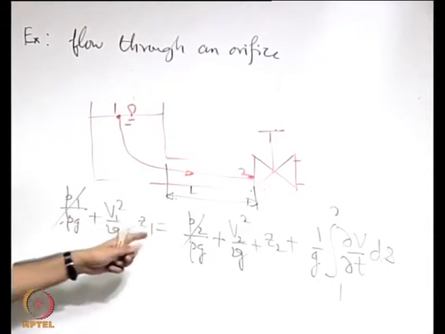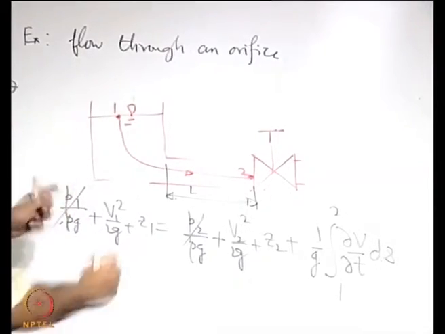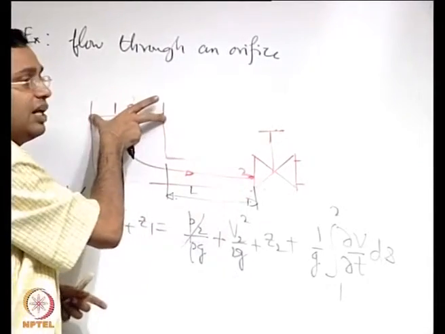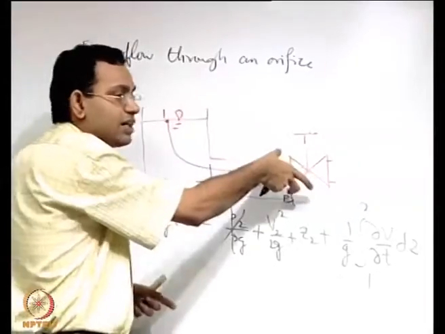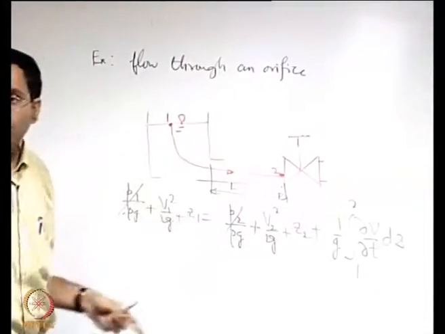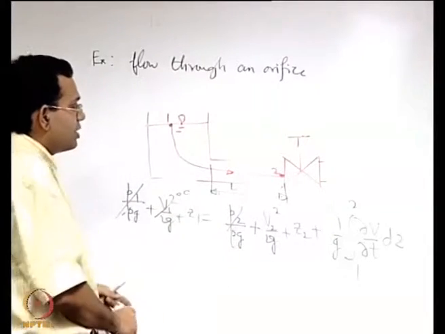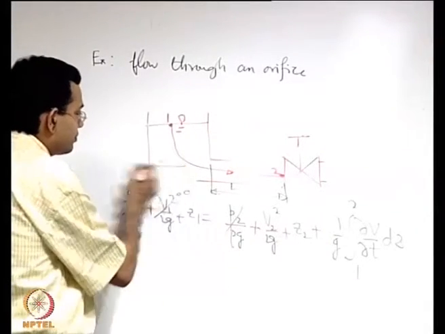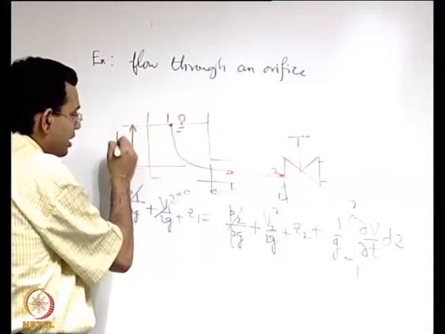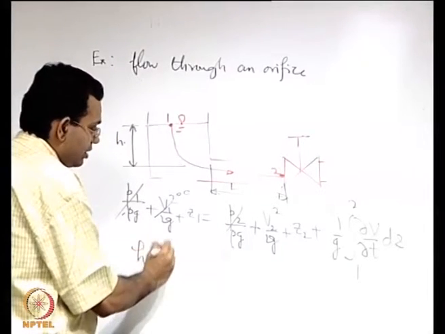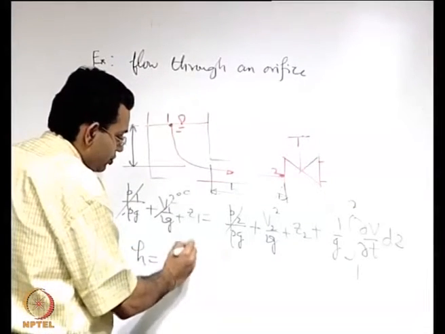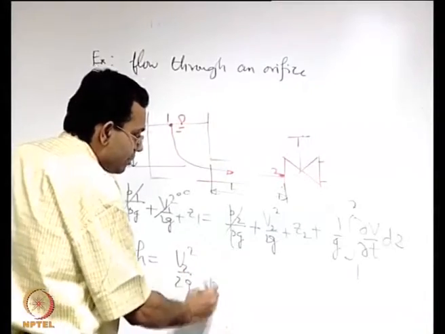You may neglect V1 as compared to V2 if the area of cross section of the tank is much larger than that of the pipe. So let us say that you neglect that. Z1 minus Z2 is like H, let us say. So you have H is equal to V2 square by 2g plus 1 by g times the integral.